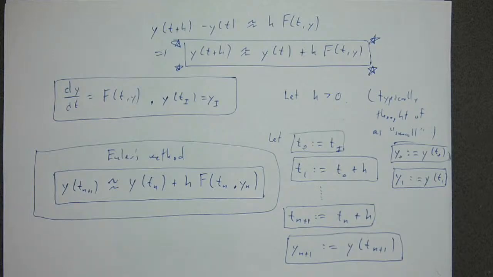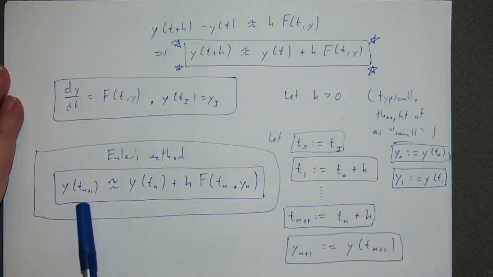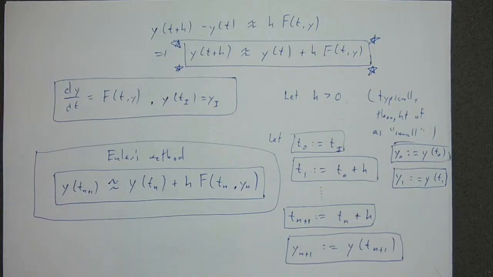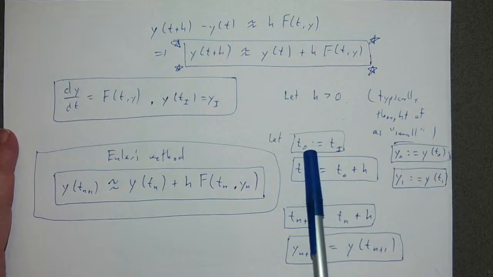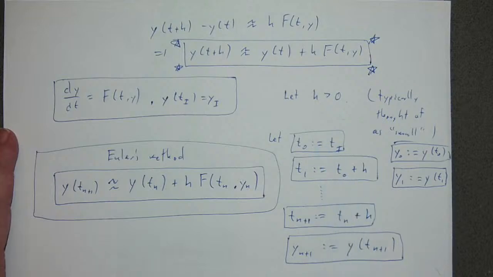What does this tell me? This gives me a way of estimating the value of y at the n plus first time step in terms of the nth time step. So this is a recursive definition, where I can build this up from the initial time and the initial value. I can increment by h over and over and over again. This gives me my various time steps, and I can estimate the value of my solution at each of those time steps just from this.